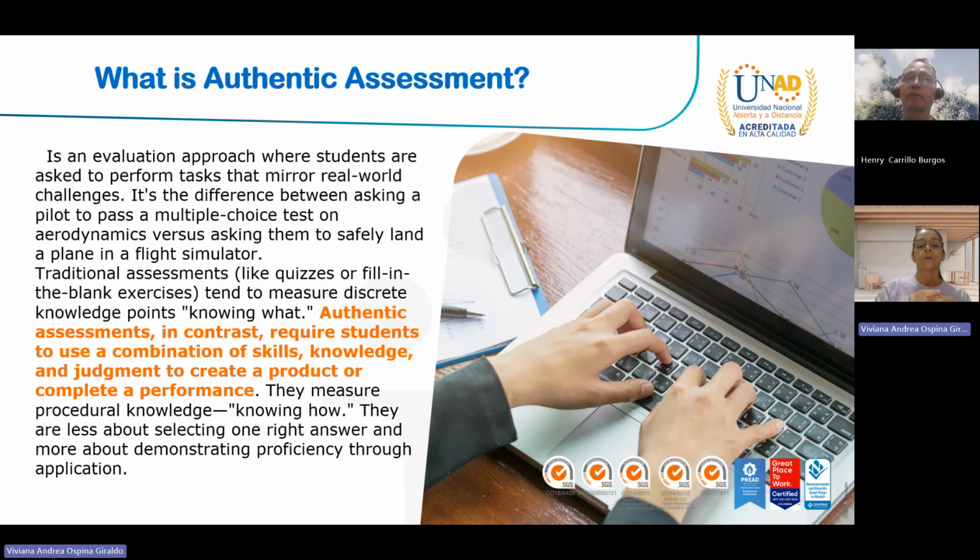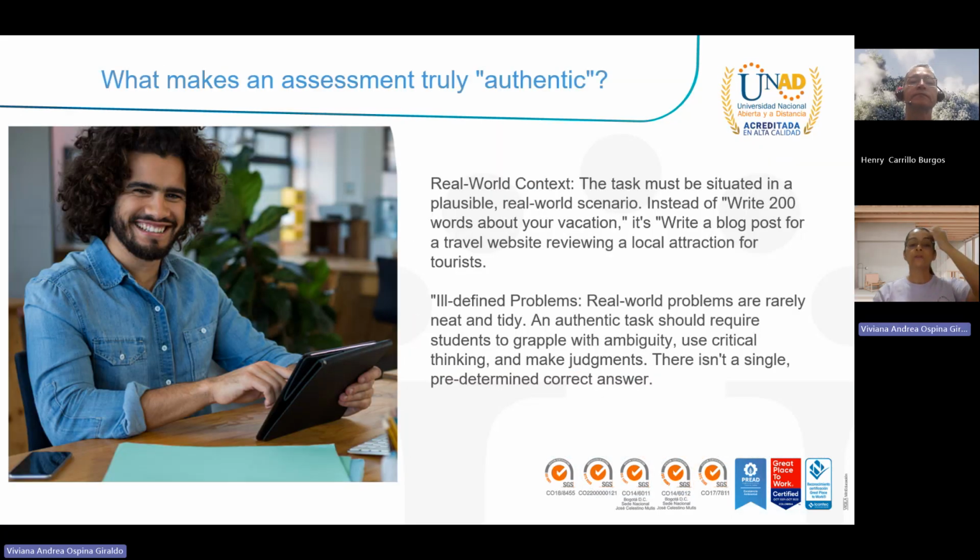So they will answer a particular question, but demonstrating their capacities rather than just answering A, B, C, or D. Okay, does this clarify? Yes. Okay, good. And did it change? Yes. Okay. So what makes an assessment truly authentic?